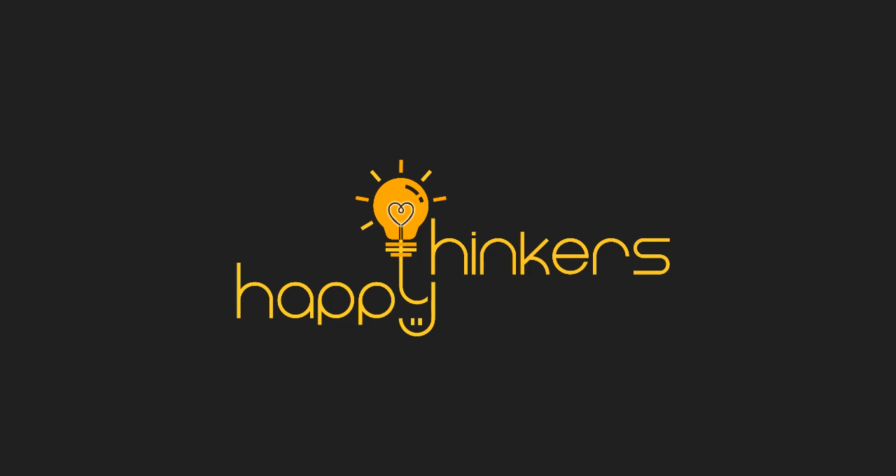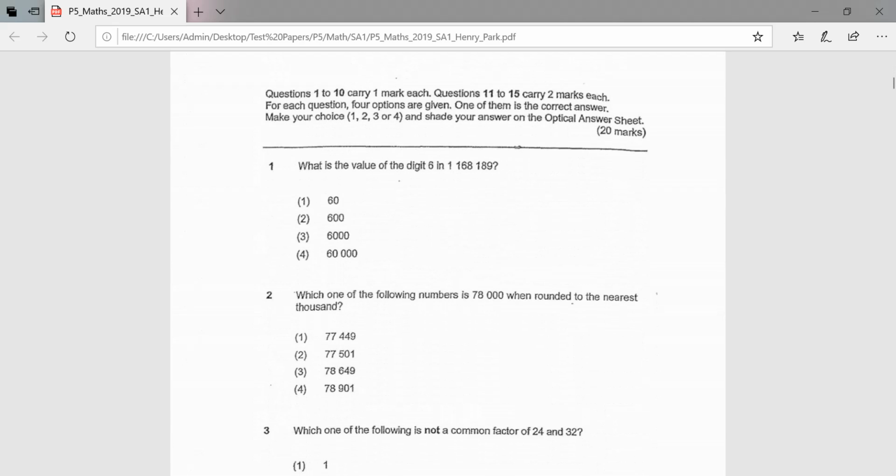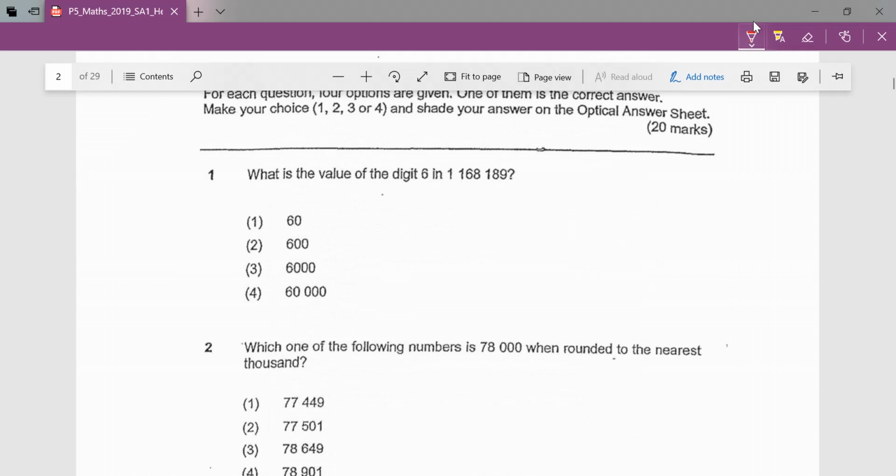Now we're going to do the Henry Park P5 Semestral Examination 1 for Mathematics. Okay, let's start with Section A, Booklet A. Okay, this is question 1.